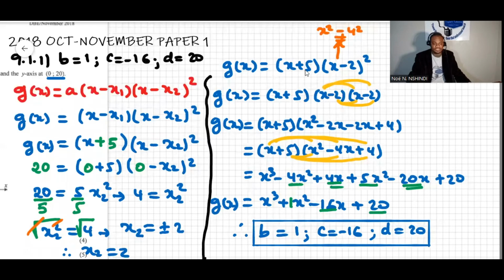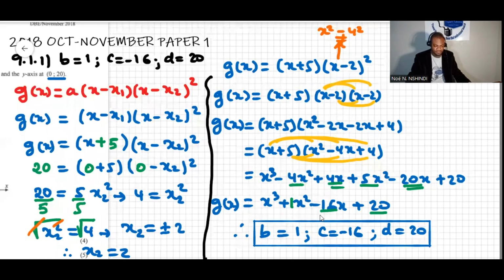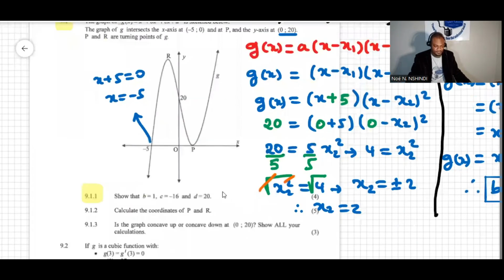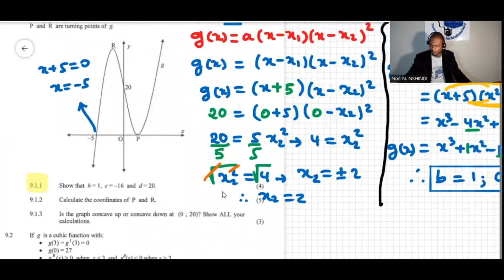Well, the other question is question 9.1.2. Let's see. The question says calculate the coordinates of P and R. We can see that P is the minimum and R is the maximum of the function. So the minimum and maximum occur when the derivative is equal to 0.